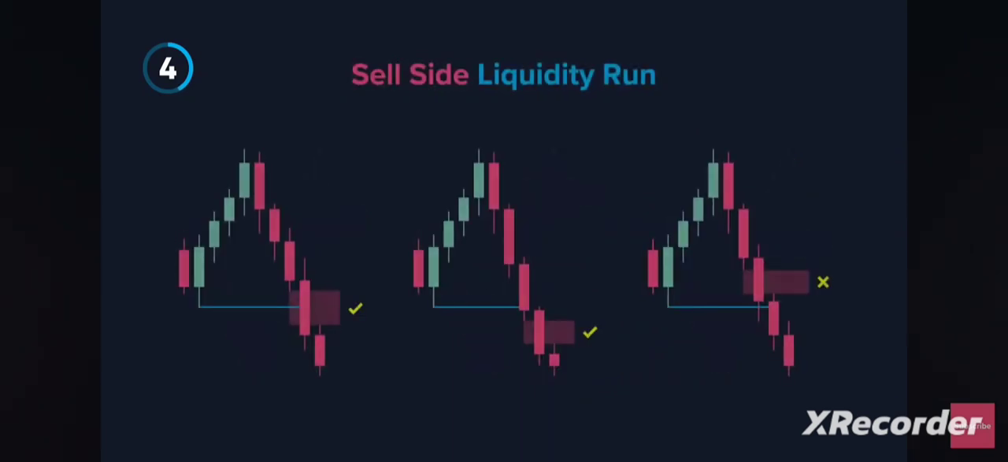As for liquidity runs on the sell side, we use the exact same principles, just upside down. This means we are looking for the creation of a fair value gap either within the breakout of the liquidity level or underneath it. We don't want to consider the fair value gaps that formed above the level.